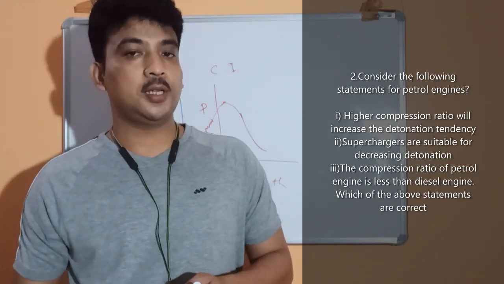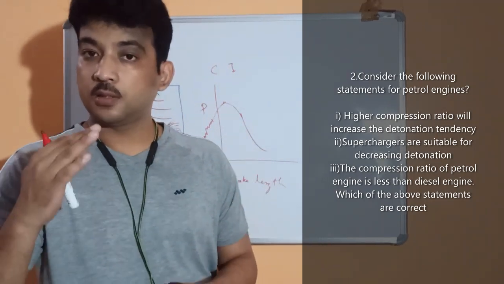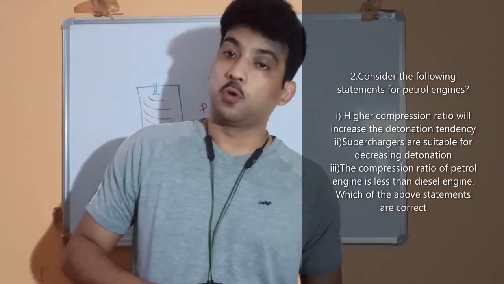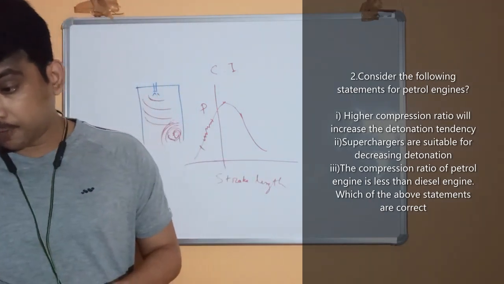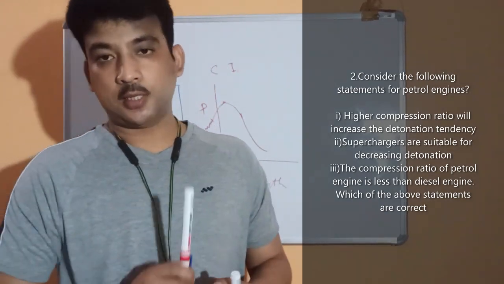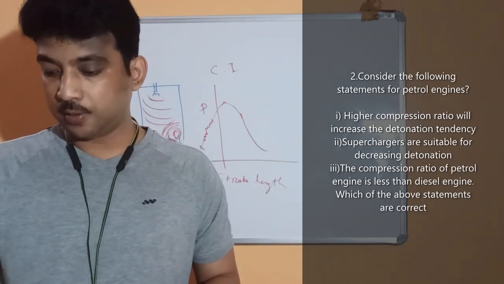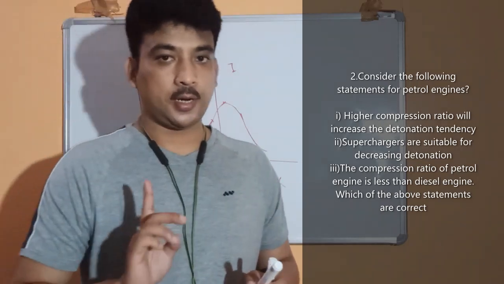In case of a petrol engine, if the compression ratio is high, pressure and temperature are high, then the chance of occurrence of knocking is more. So that's why the first statement, which says the higher compression ratio will increase the detonation tendency, is correct in case of a petrol engine. In the question it is said that we are talking about a petrol engine, so the first statement is correct.